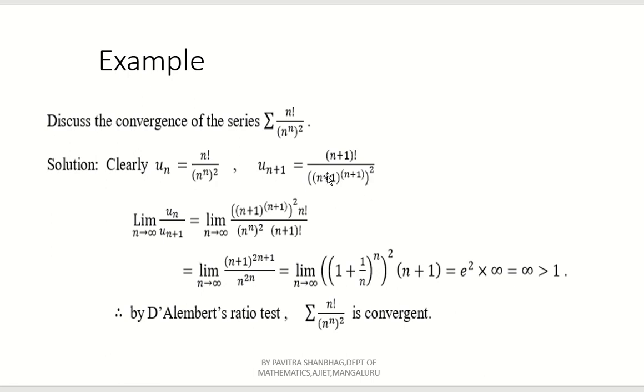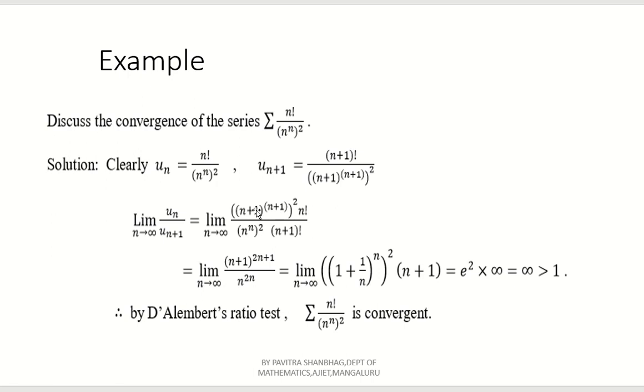Now compute the ratio. Now limit n tends to infinity un by un plus 1. So what will we get? n factorial by n power n whole square divided by this term. So after simplifying, what you will get? n plus 1 whole power n plus 1 whole square into n factorial divided by n power n whole square into n plus 1 factorial. Now simplify. n plus 1 factorial is nothing but n factorial into n plus 1, right? So n factorial gets cancelled. What remains? n plus 1 remains.